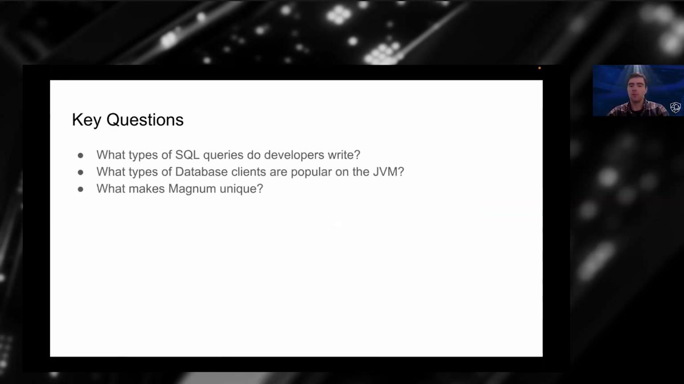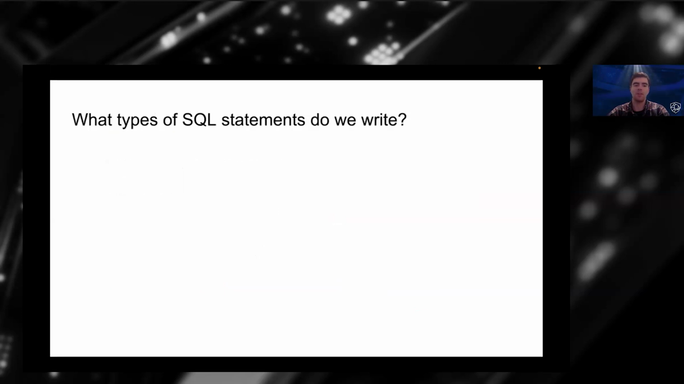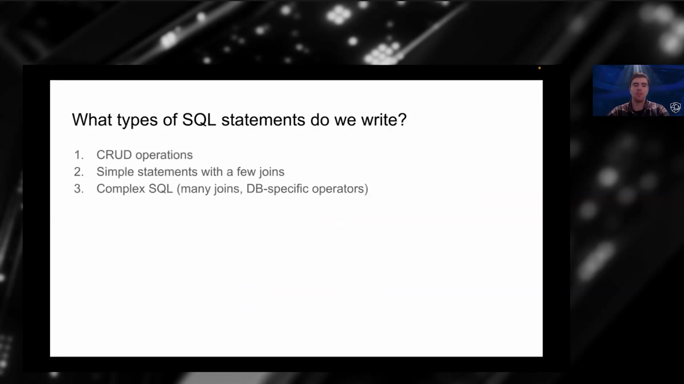So the first thing to do when you're evaluating a database client is to think about what type of SQL queries you're writing. What is the landscape of database clients? And I can provide you some details on what makes Magnum unique among the field that we're pretty blessed to have as Scala developers. So the first question is that there's kind of four main categories of SQL queries.